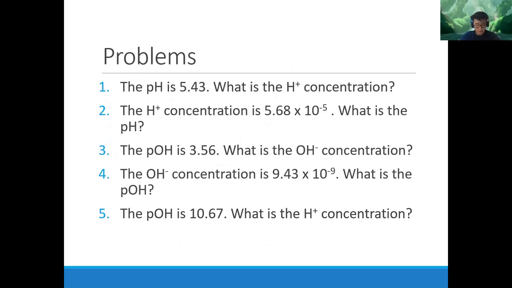And then from there, you plug in negative 3.33, and it's 10 to that power. And you get like 4.68 times 10 to the negative fourth. Exactly.